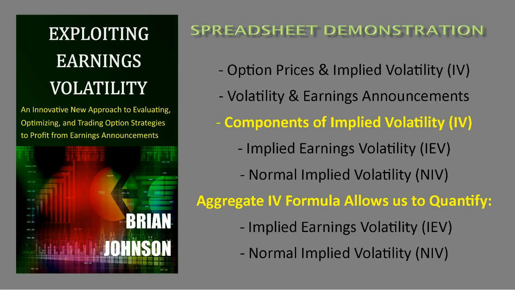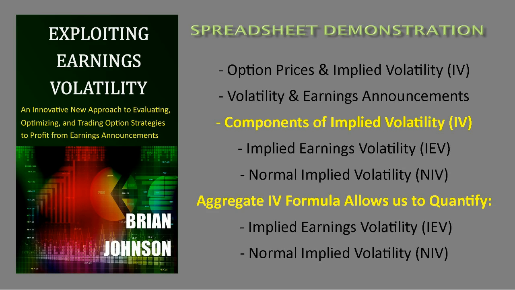First of all, every option price is a function of its implied or expected level of volatility. As the expected level of volatility increases, the option price increases as well. As the expected or implied level of volatility decreases, the option price will also decrease. Now, it's especially interesting to look at options that expire after an earnings announcement. The implied volatility of options that expire after an earnings announcement is actually a combination, or in fact a weighted average, of two different components of volatility.